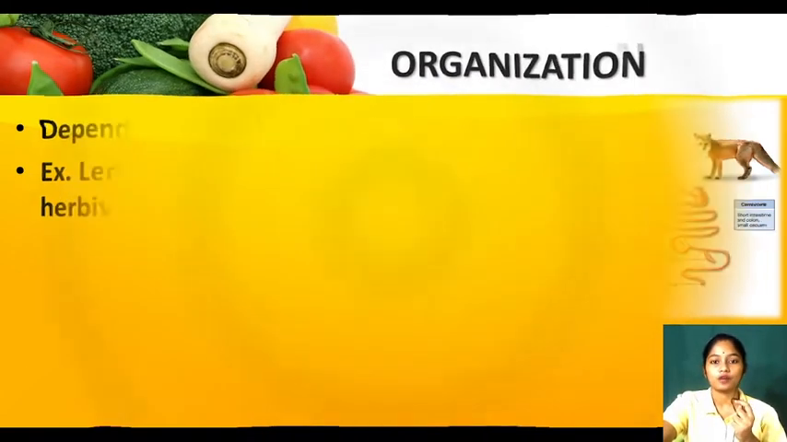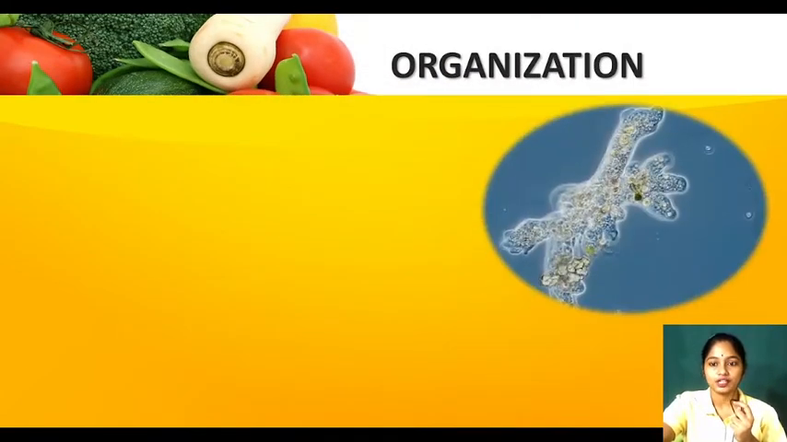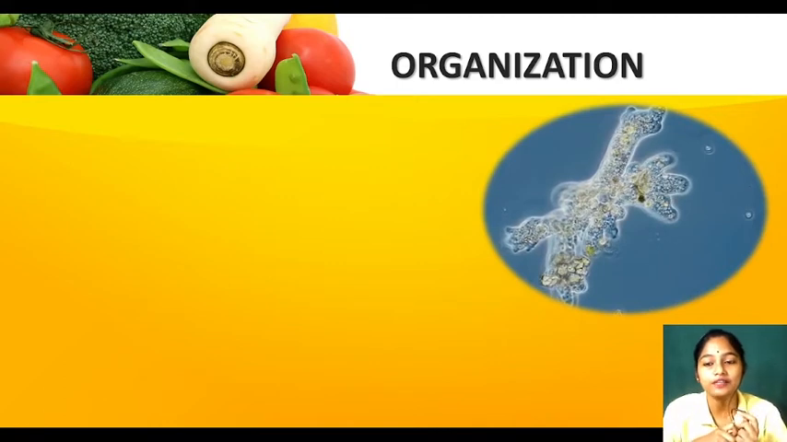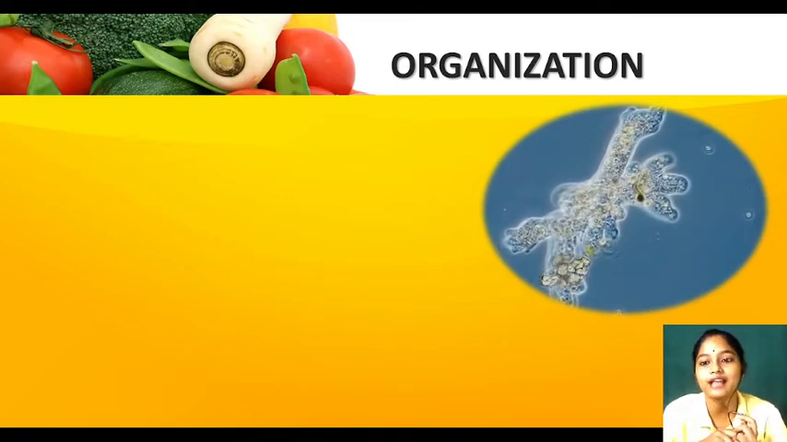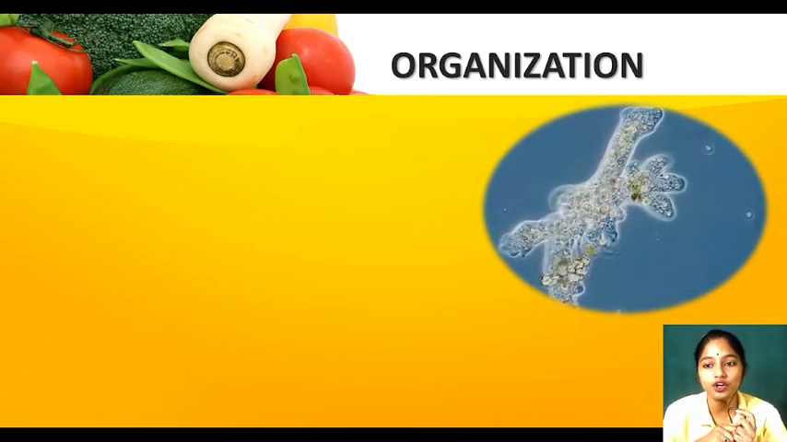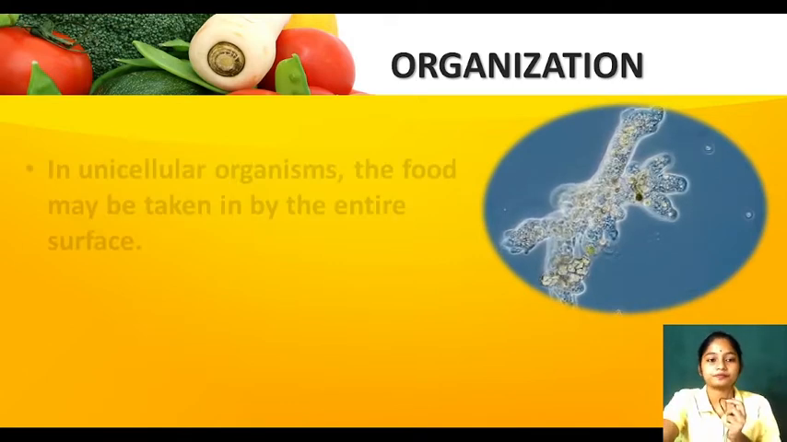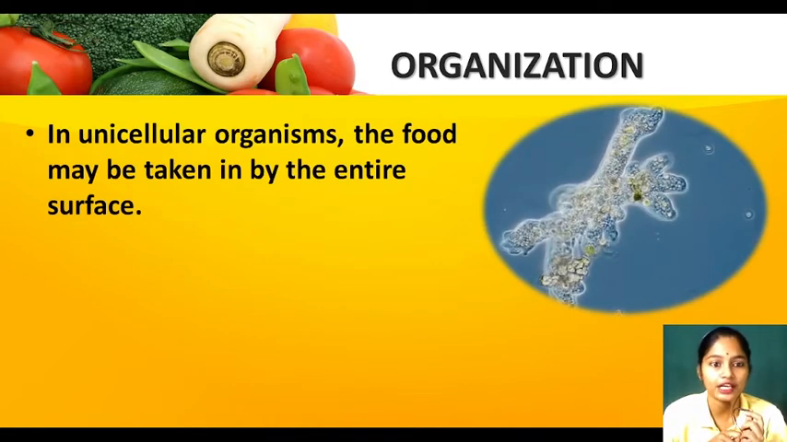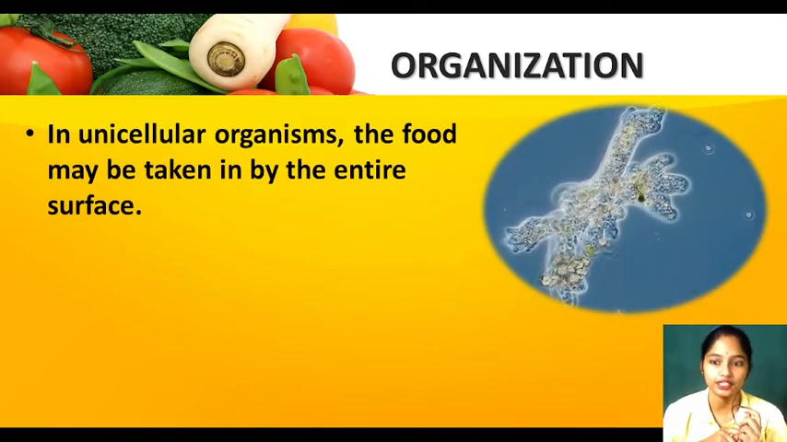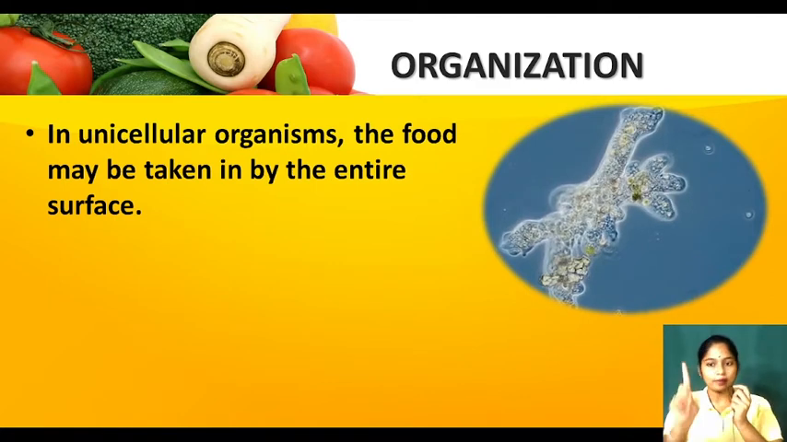Okay. So now moving next is organization. Can you identify this organism? What is the name of this organism? It is an amoeba. It is a single cell. Can you see how it's moving? In unicellular organisms, the food may be taken in by the entire surface. See, amoeba has only one cell.